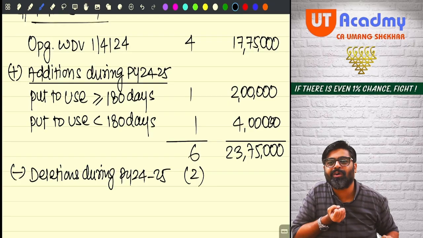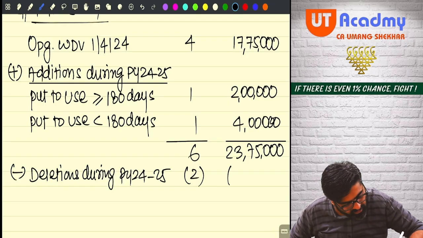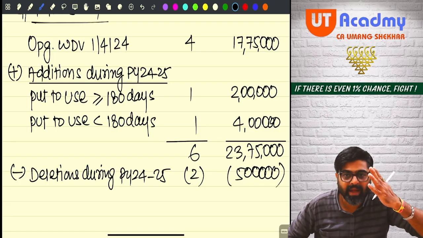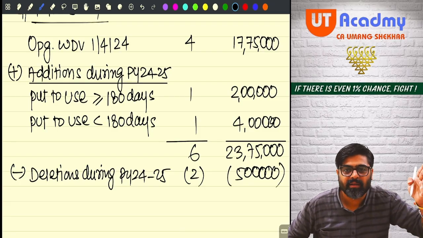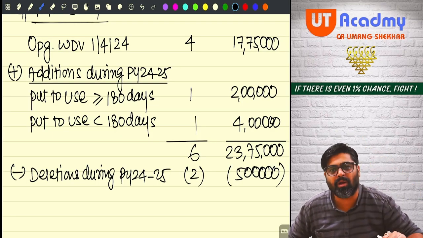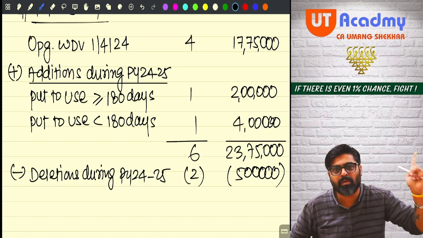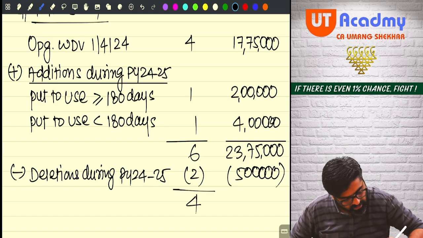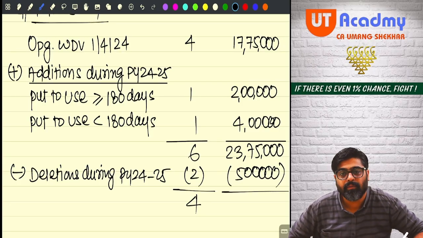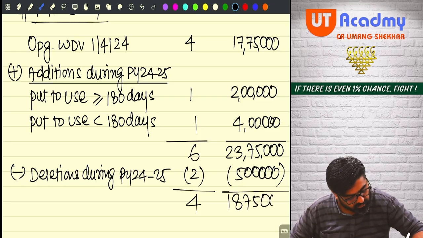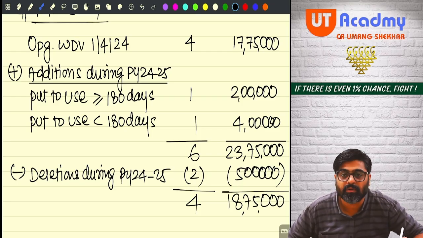So reduce that 5 lakh, whatever amount you will receive on deletion. That is nothing but the recovery of the cost of those assets which are there in the block. So reduce that out of the block's value. Getting my point? Now tell me how many assets are there? 4 assets. Against that, how much? 18 lakh 75,000. Everyone getting this 18 lakh 75,000?